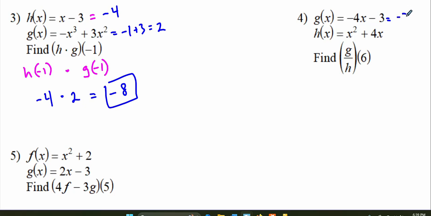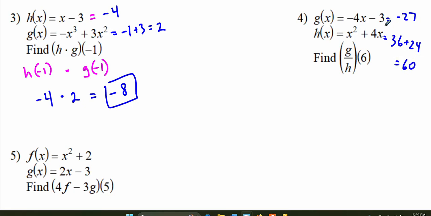So this is negative 27. And you could do it on paper. So what about the second one? 6 in here is 36. I'm going to write 36 plus 6 in here, 24. So this part is 60.